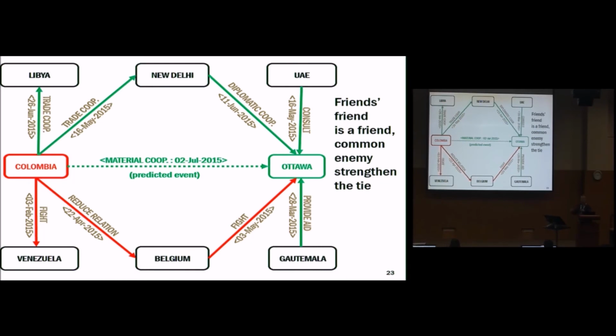So you also look at the network just before that. You find that there's a top path, where Columbia is involved in some collaboration with New Delhi, and New Delhi is involved in some cooperation with Ottawa. And on the bottom path, Columbia has some kind of cooperation relationship with Belgium, and then later on, Belgium is involved in some trade fighting with Ottawa. So there's a top path, friend, and a bottom path, enemy. Both, based on our data intuition, should strengthen the tie between Columbia and Ottawa.